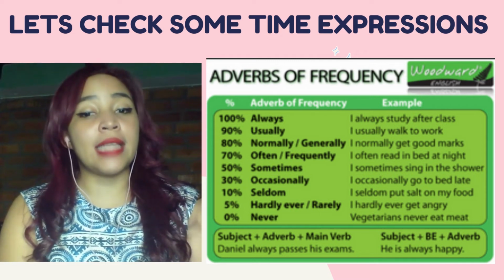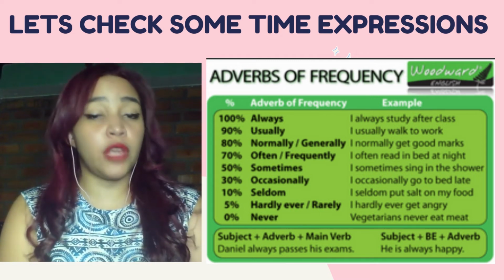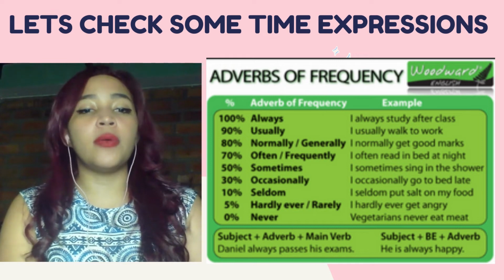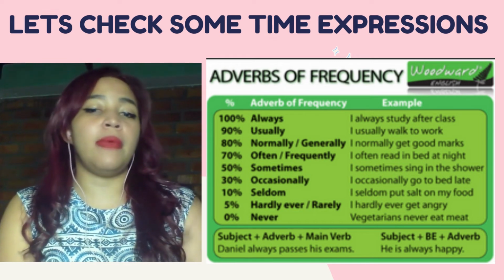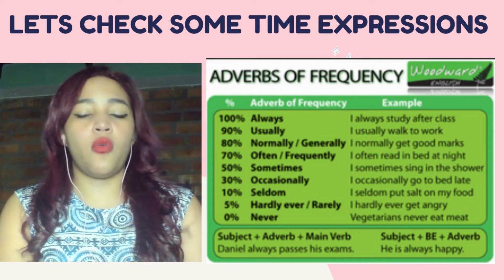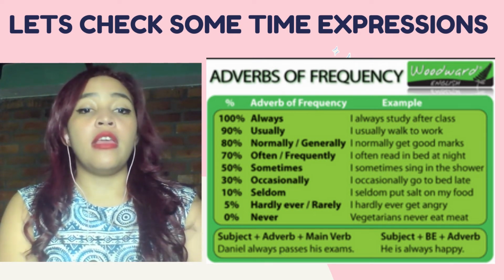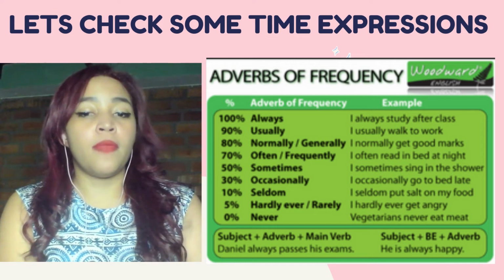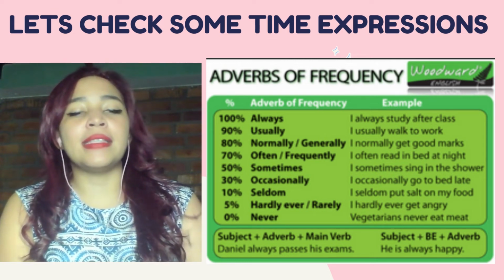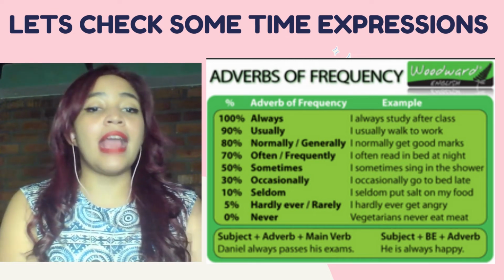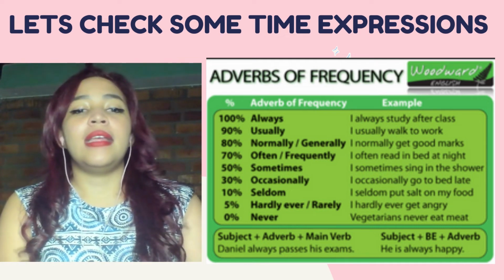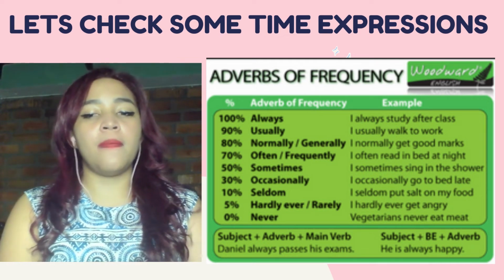Remember that for you to make the sentences, you have to add the subject first, then the frequency adverb, which in this case might be always, usually, or whichever you select, and then you have to add the verb using simple present form. Daniel always passes his exam. They always pass their exams. Okay?